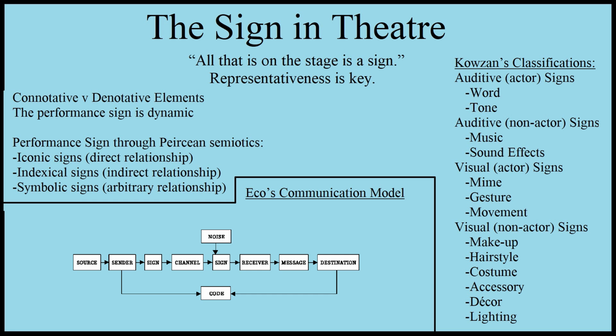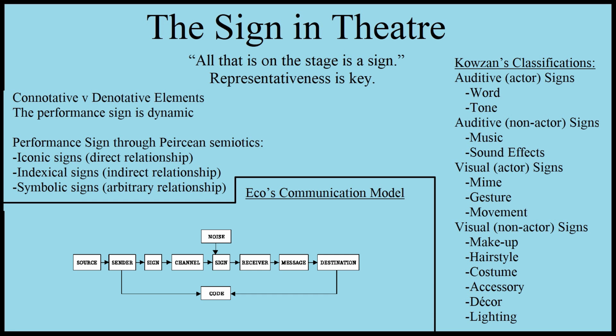Indexical signs, on the other hand, have an indirect relationship. So iconic, it looks like the icon, right? Indexical, it is related to the thing, right? Usually the thing that they always talk about when it comes to indexical signs, the easiest way to explain it, is something like an image of fire is iconic, right?